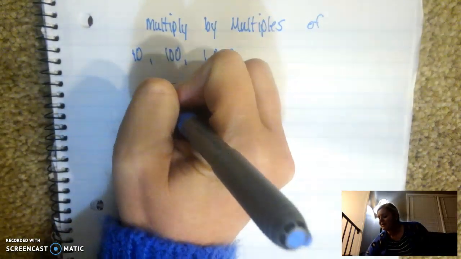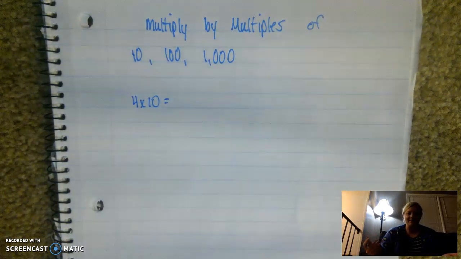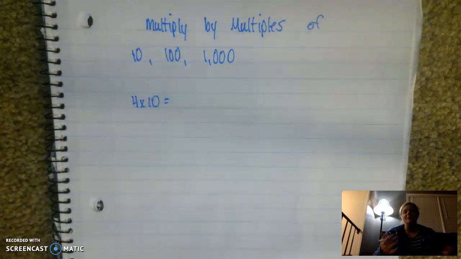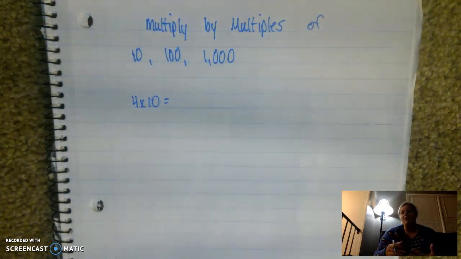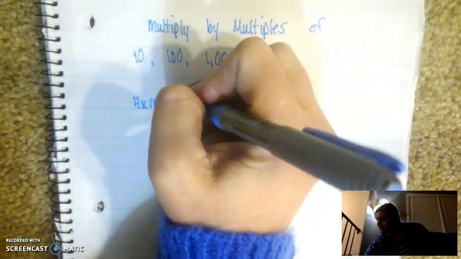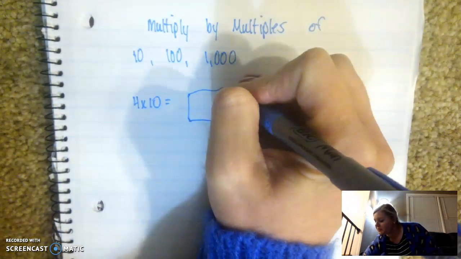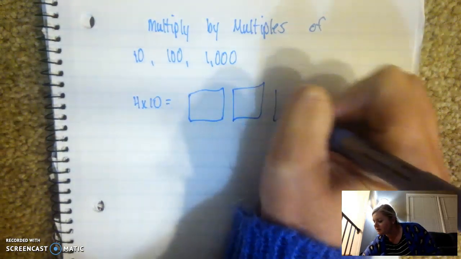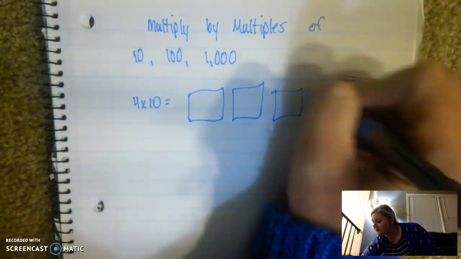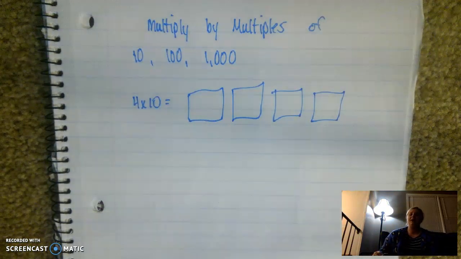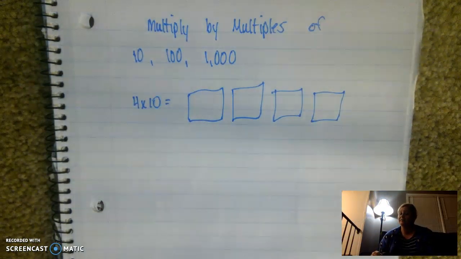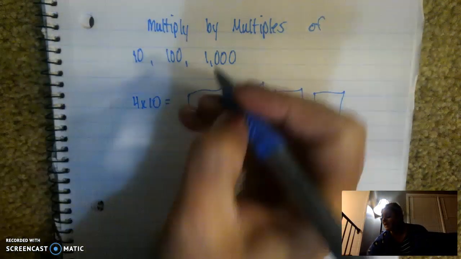Now, some of you guys are probably immediately thinking of what this answer is going to be. Okay, well, 4 times 10, Miss Wilson, that's not hard. So 4 times 10, if we're thinking about it, we're going to break it down and think about what this actually means. So I'm going to do 4 groups first, and I'm going to put how many in each block? 10. I'm going to put 10 in each block.